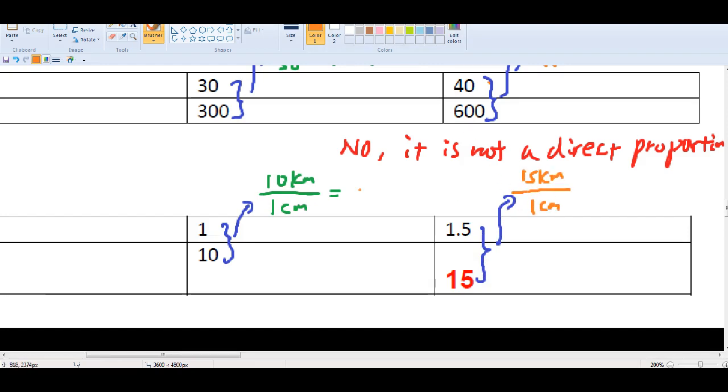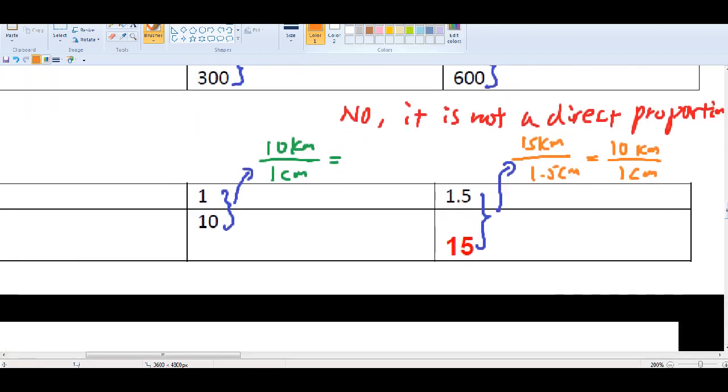Let's see if the two are the same. So 1.5 cm. If you notice, if you divide 15 by 1.5 it becomes 10 km over 1 cm. So actually both numbers are the same. So you could say they are in direct proportion.